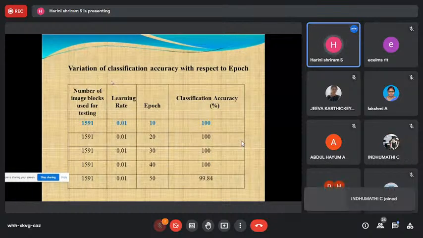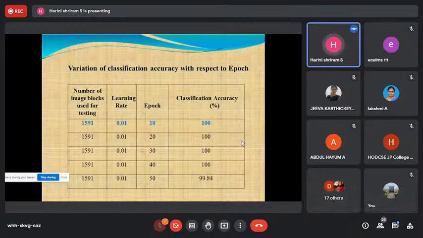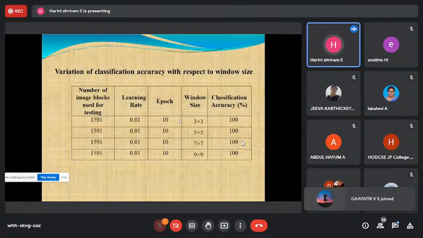And this is the variation of classification accuracy with respect to epoch. Here I have set the learning rate as 0.01. Then I have varied the epoch. For this, I have obtained good classification accuracy for most of the cases. From that, I have chosen the epoch as 10 for further processing.